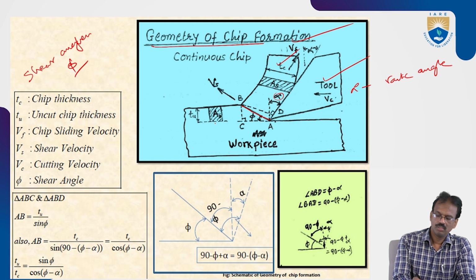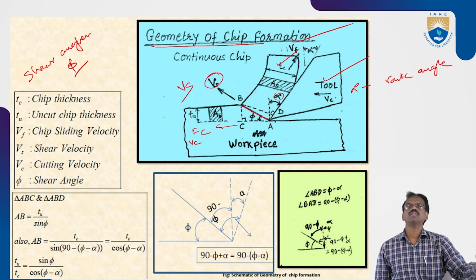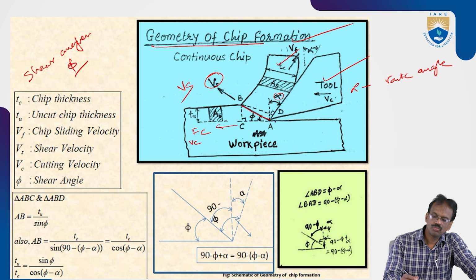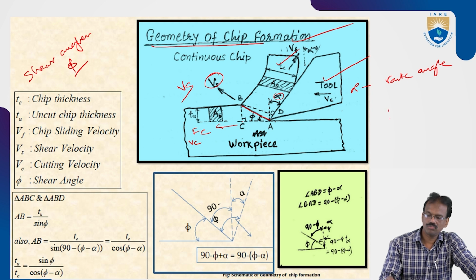Here, this one is the cutting velocity. Also here we can see in line AB the shear velocity Vs. So that is the shear velocity. This one is the shear angle, and if you extend the line from B to the horizontal line, it will meet at C. So BC is the vertical line. So this is 90 degrees. AB is the hypotenuse, and BC is the vertical line. This is phi.